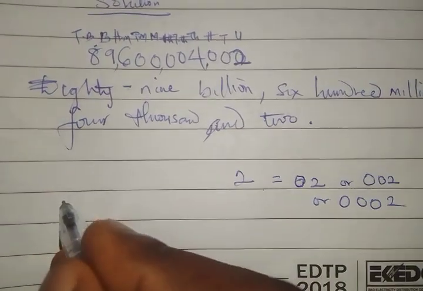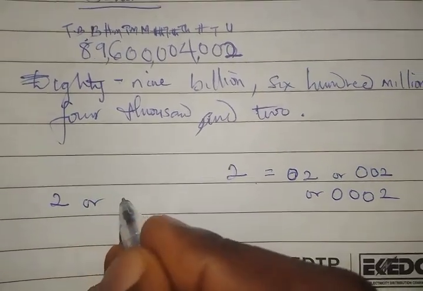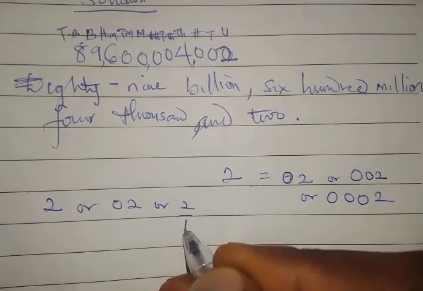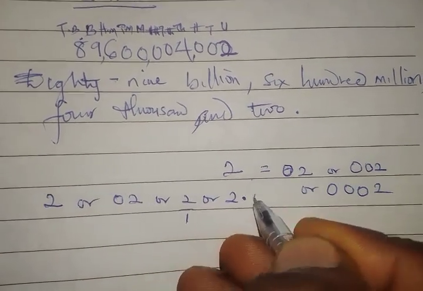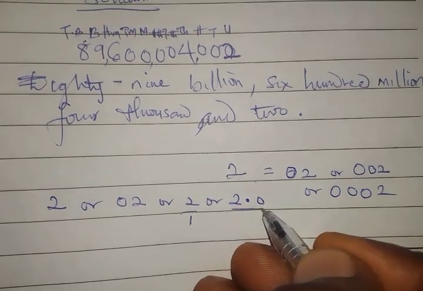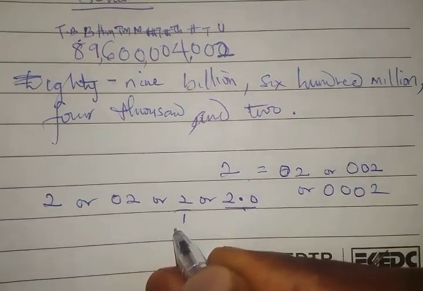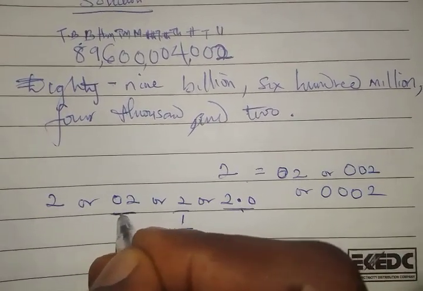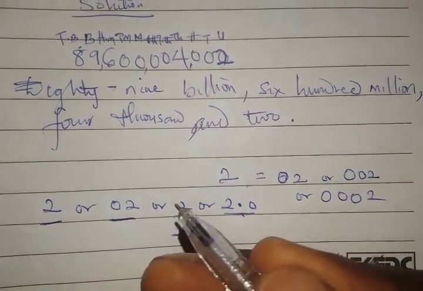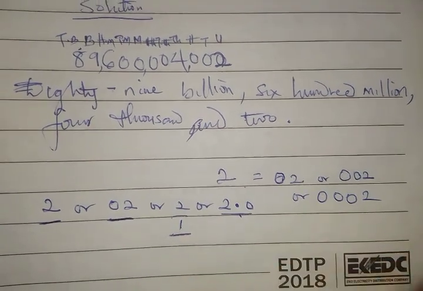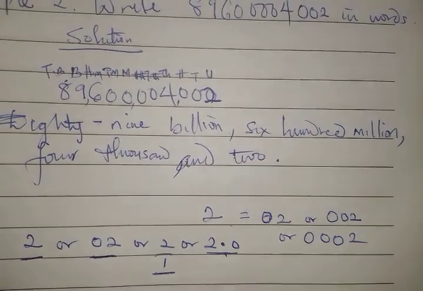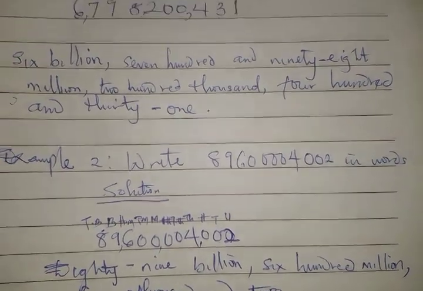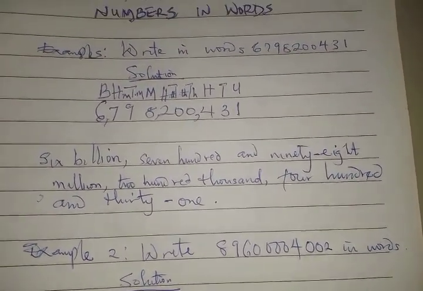Because a whole number can be written as 2, or 0, 2, or 2 over 1, or 2.0. This is in decimal. This is in fraction. This is in serial number. And this is just like your numbers written out. Is that clear? So, I believe each and every one of you have a better understanding of how to write in words now.